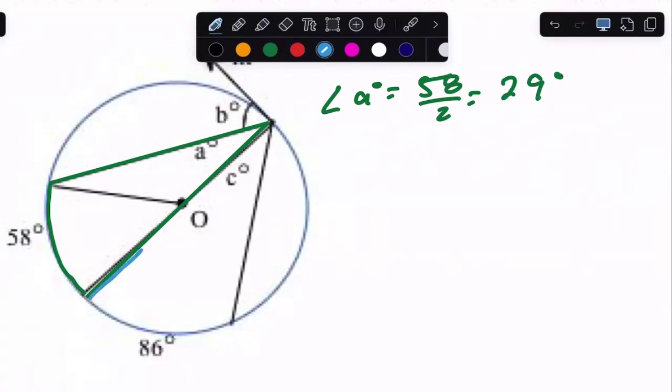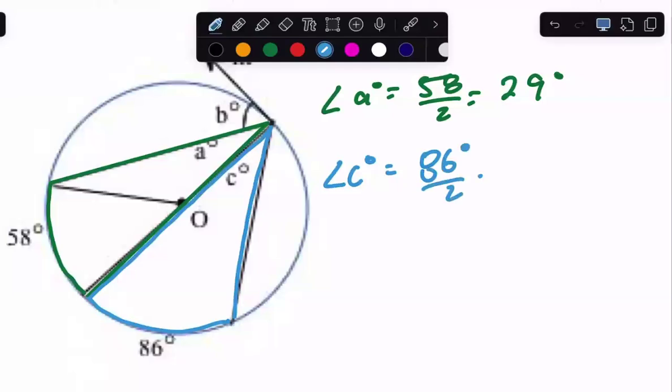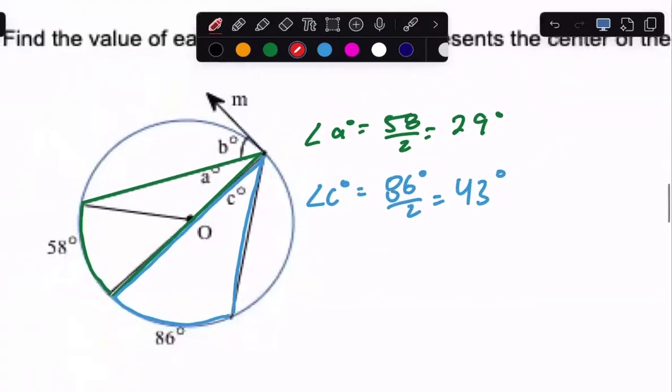We'll do angle C next. Angle C is right here. It's half whatever the arc is. The arc is 86 degrees divided by 2. 43. Yeah, thank you. Okay. Now, finding angle B, it's going to be a little bit more tricky because you actually have to find, well, actually, no.